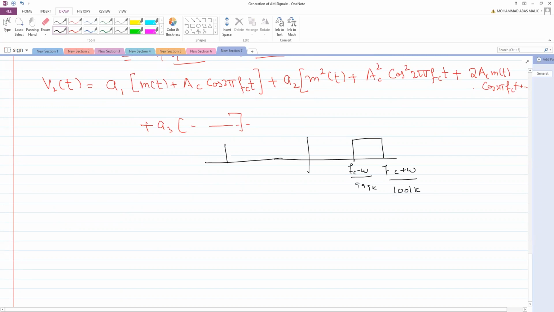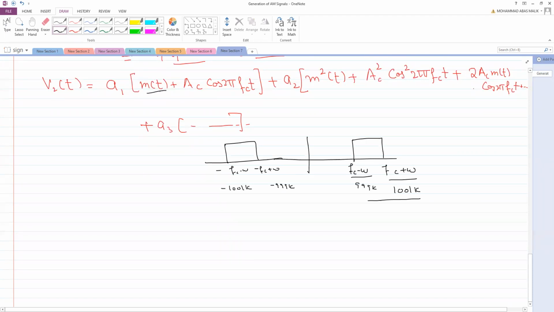Similarly, this will be minus Fc minus omega, and this minus Fc plus omega, and it will pass the frequencies from minus 1001 kilohertz to minus 999 kilohertz. These are the ranges of frequencies that will be passed by the band pass filter. So you concentrate on this positive value. Now we will try to analyze each term.